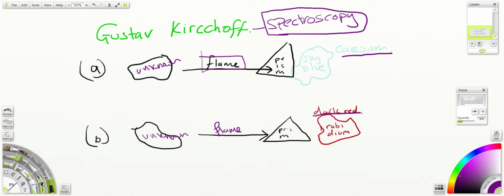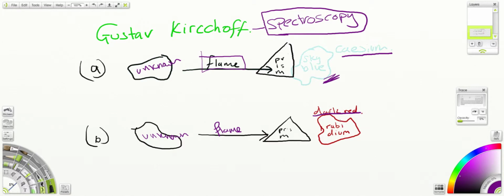So this is spectroscopy. He used this test, used a prism, split the light, and saw what color it makes. If it's a new color that you've never seen before, it makes a new element. And he discovered cesium, sky blue, and rubidium, dark red. Those were two new elements that he found using this spectroscopy method.